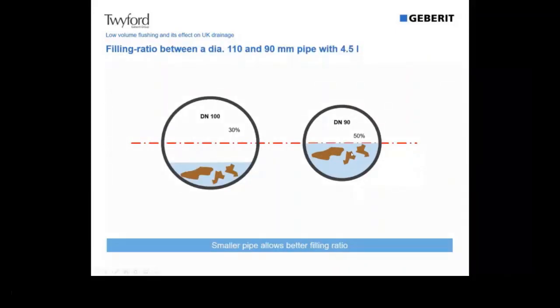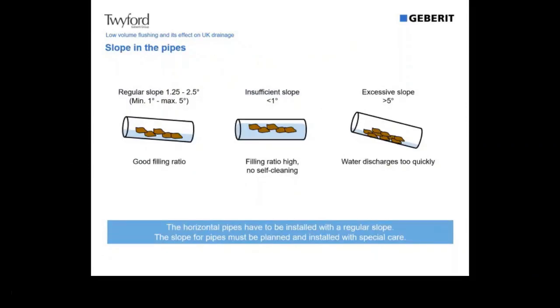So if we look at a 110mm pipe versus a 90mm pipe with a 4.5 litre flush, you'll see that with a 110mm pipe you're at about 30% fill. That's quite low, and you can imagine once this water is evacuated, if the waste has any weight to it, it is not going to go very far. Whereas with a 90mm pipe, you're looking at about a 50% fill ratio, much better buoyancy to the water, so a much better journey for the waste and for the water, and an increased chance of everything being evacuated.